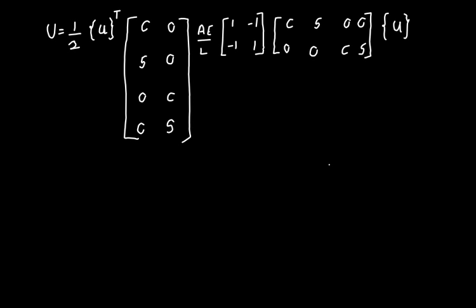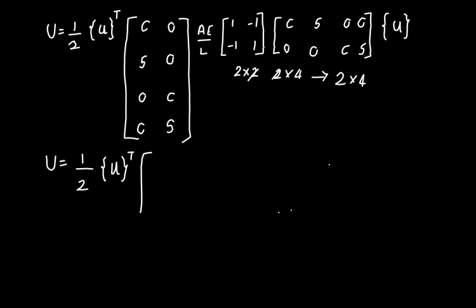Now let me do the matrix multiplication here. Maybe I will start by multiplying this 2 by 2 matrix with this 2 by 4 matrix. So the resulting matrix should be a 2 by 4 matrix. So in the next step, it's going to be U is equal to 1 by 2 into U transpose, followed by C S 0 0 0 0 C S, cos theta sin theta, followed by A by L. So let me do the matrix multiplication.